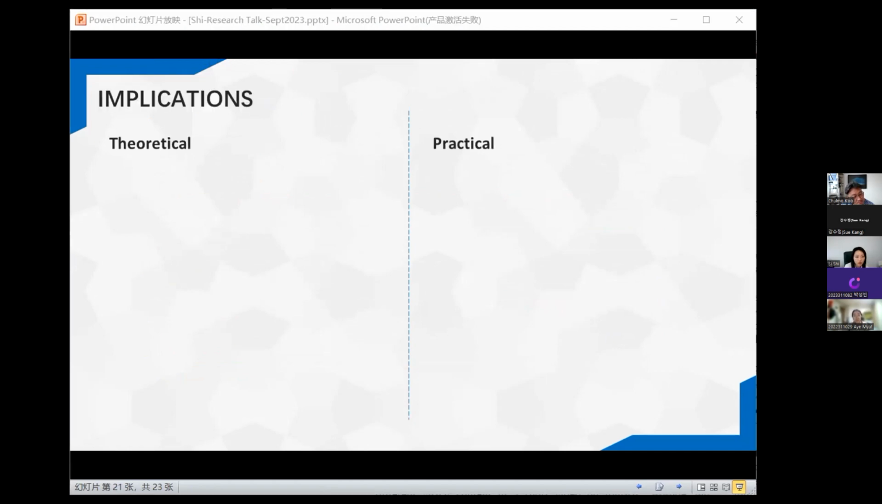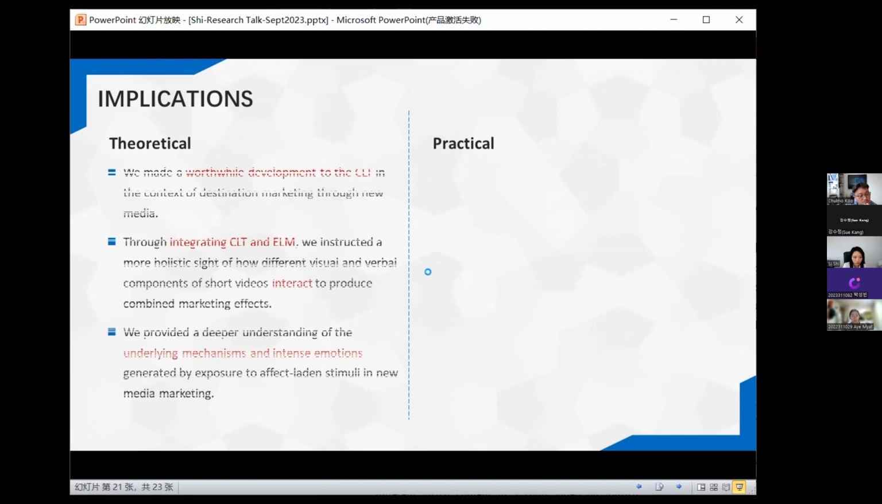So our study would also contribute to both theory and practice in several important ways. Firstly, for the theory, we extend the literature by empirically demonstrating that the effectiveness of short video promotion depends largely on how the visual perspective and visual content match with individuals' mindsets to produce the concrete control levels of information processing. In that way, we made a worthwhile development of the control level theory in the context of destination marketing through the new media.